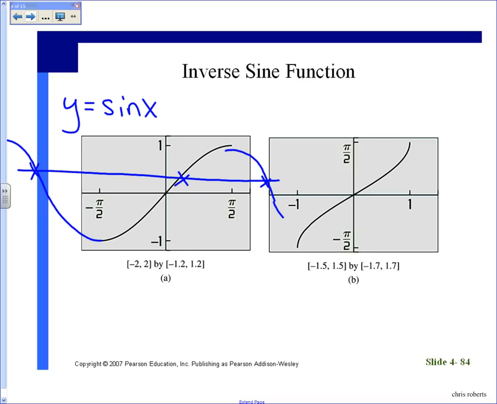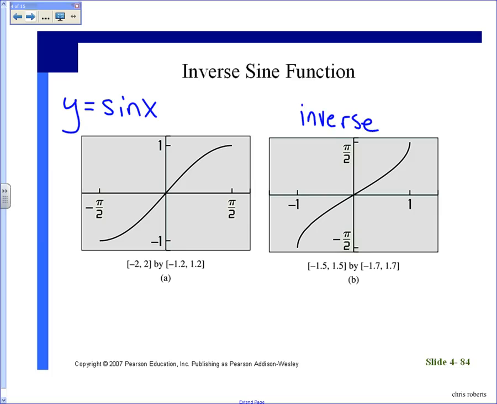So what we need to do is limit the domain of the function. And the way we limit that domain is we basically cut off the ends. We're only going to look at the sine curve from negative pi over 2 to pi over 2. Now what we have over here is the inverse function.